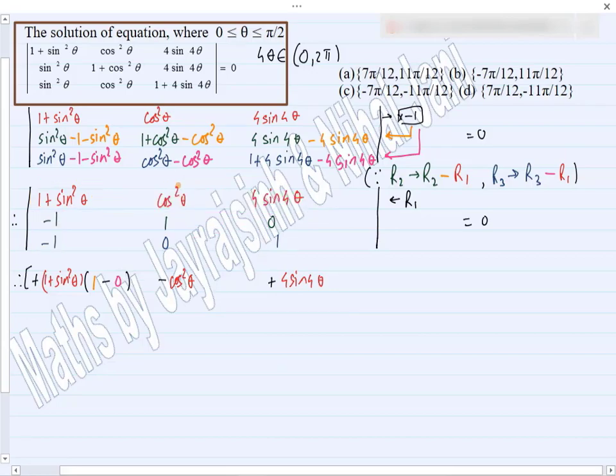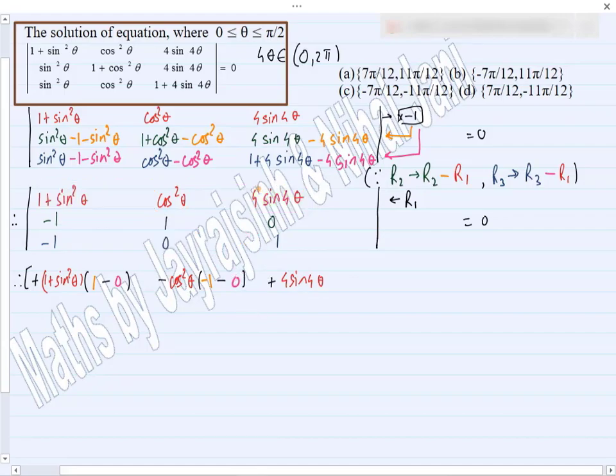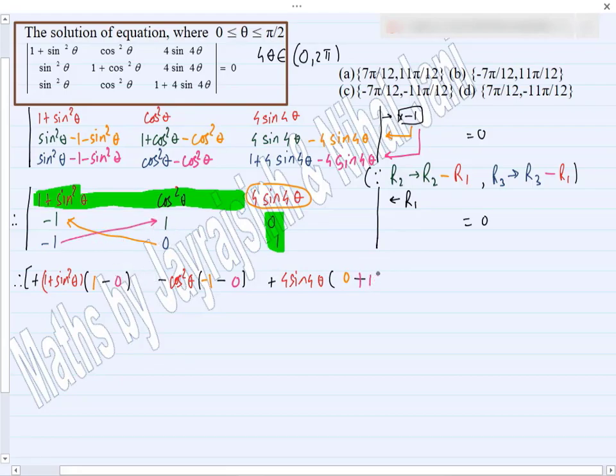Now the second element's minor is produced by ignoring the first row and second column: 1 multiplied with minus 1, minus 1, minus 1, the 0. Finally, the minor of the last element will be 0 minus minus 1 plus 1, which is equal to 0.